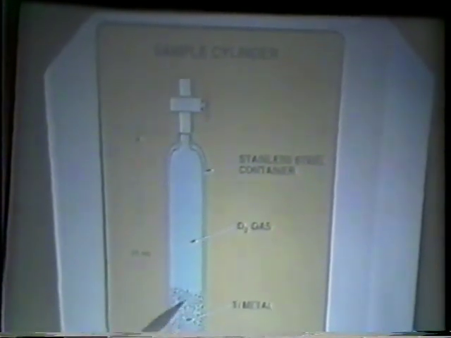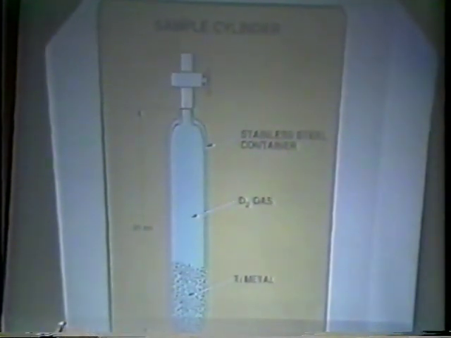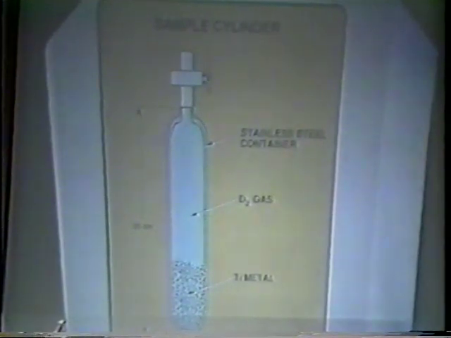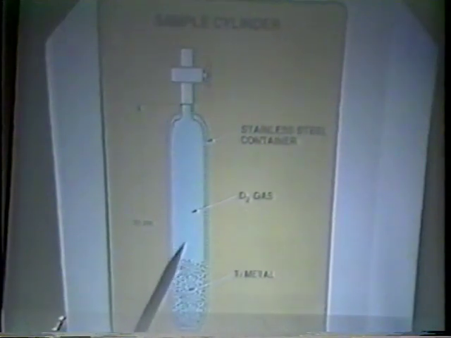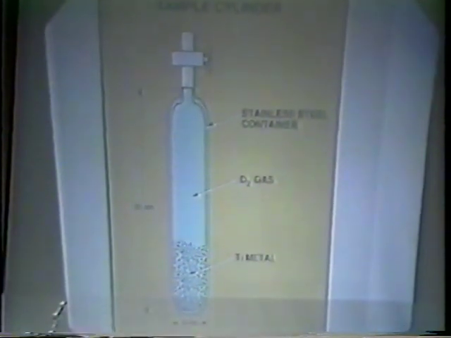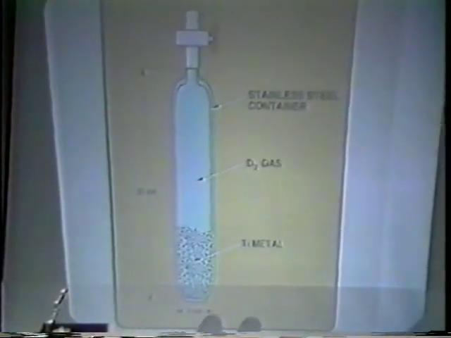For the gas phase experiments, this is a diagram of our sample. We would fill the sample with approximately 100 grams of titanium metal in different forms. In some cases, palladium was mixed with the titanium. Then the material was outgassed and then backfilled with 40 atmospheres of deuterium gas.